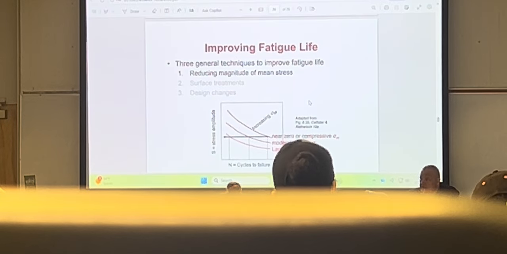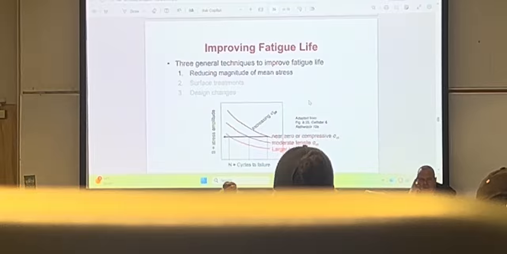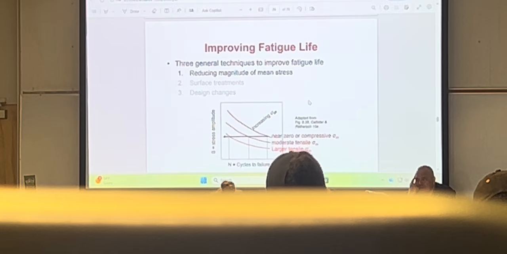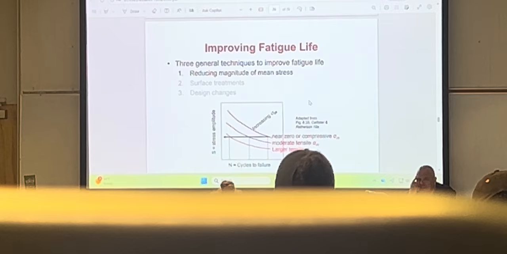We can improve the fatigue life by reducing the magnitude of the average stress, the mean stress. So don't load it; it's not going to fail, kind of thing. If you have a car and you're driving all of your kids to school every day, like 5 people every day, the chances of that happening are higher than if you're driving yourself.